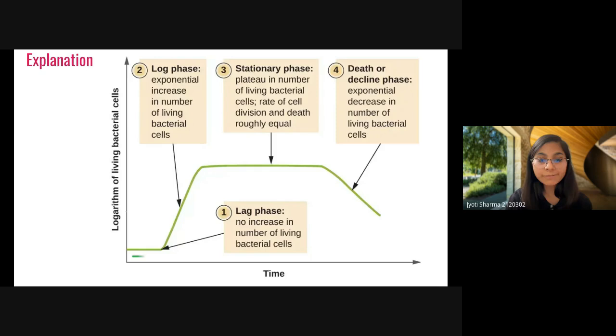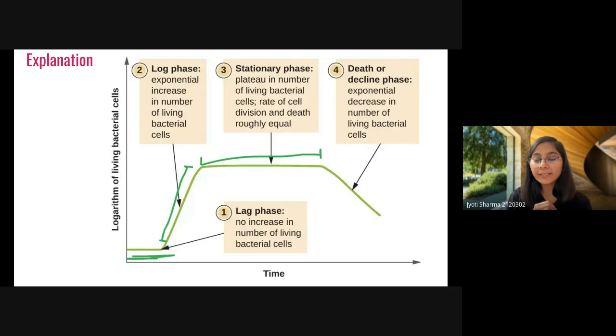This first portion is known as the lag phase, when there is no increment in the number of bacterial cells. Then another phase, the log phase, when we have exponential growth of the bacteria, and so this is one of the fastest growth rates of the bacteria. Then we have the stationary phase, in which the number of bacteria growing equals the number of bacteria dying. So this is known as the stationary phase.